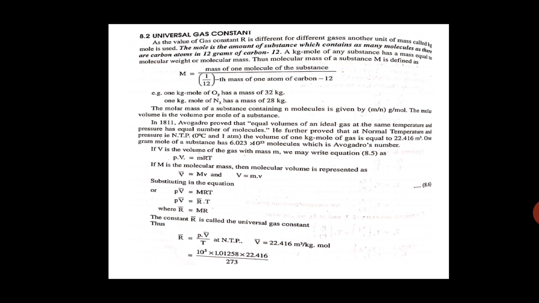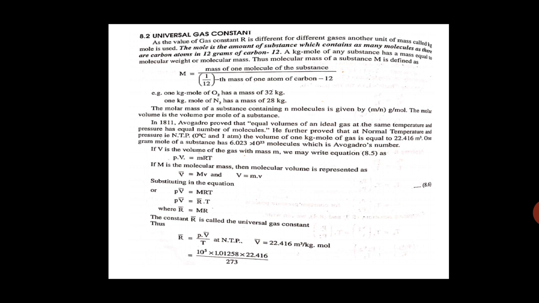Now we can see here, if V is the volume of the gas with a mass m, then we may write the equation as PV is equal to mRT. Capital V is the volume. Small m is the mass here. Capital T is the absolute temperature in Kelvin, and R is the gas constant for that particular gas.